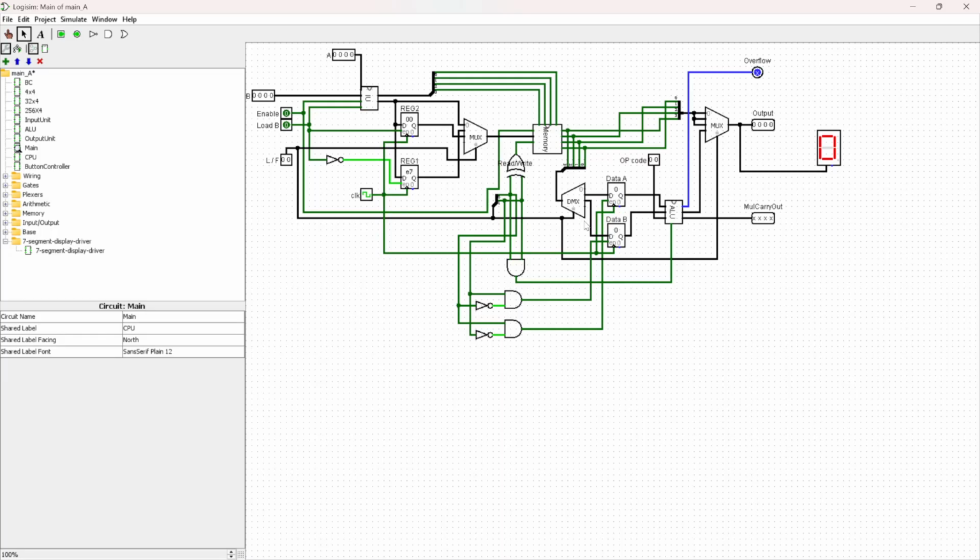So here it's ready to be operated, and data A and data B will go into the ALU, or the arithmetic logic unit, based on the opcode chosen here. After the ALU, we output the result here and insert it into the 7-segment display. Or if there is a multiplication carry out, we insert it right here.